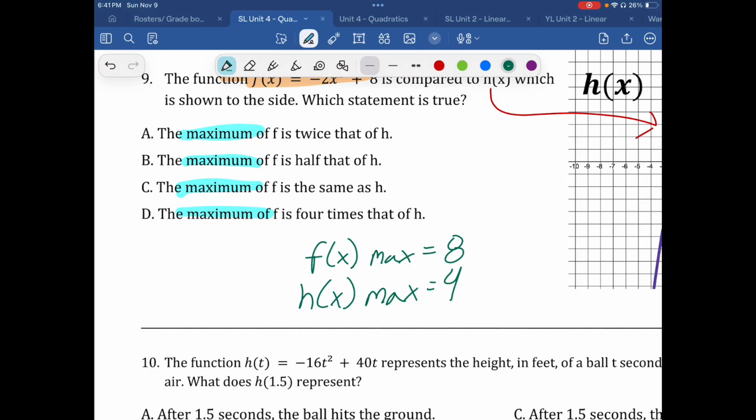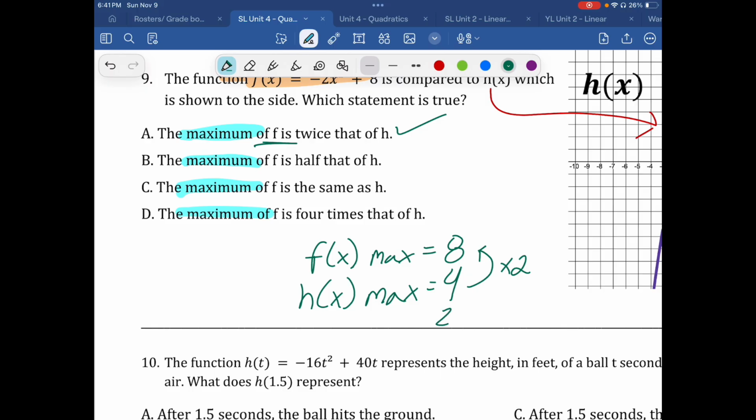It says the maximum of f is twice that of h. Well, to get 4 to 8, I have to multiply my h function times 2. So A looks pretty good. The maximum of f is half that of h. Well, if h was half of f, it would be 2. We know it's not that.